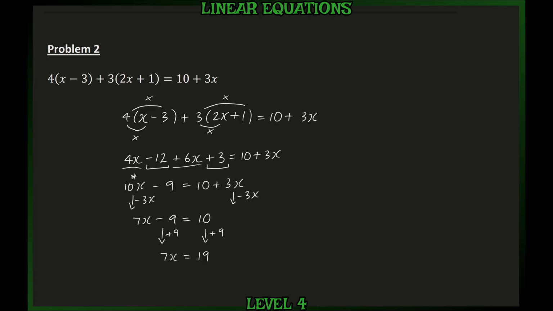Finally, we need to remove the times 7 from the left. So we divide the left by 7, and also divide the right by 7. And on the left, the times 7 and the divide by 7 cancel out to leave us with x, and on the right, 19 divided by 7 can be written as 19 over 7. So our final answer to problem 2 is x is equal to 19 over 7.